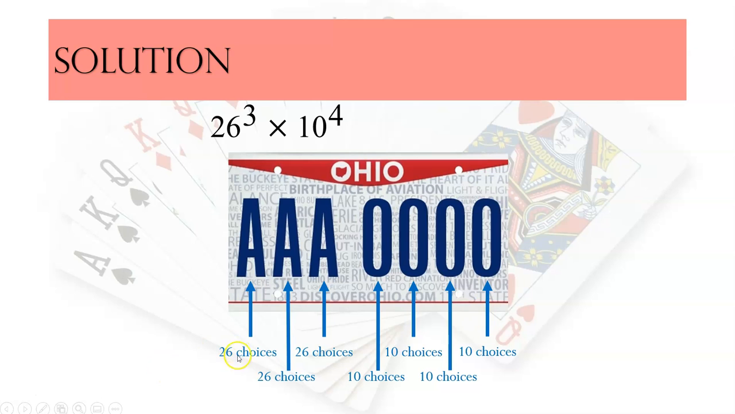So since we're multiplying 26 3 times, we just went 26 to the third, times 10 choices, we're doing that 4 times, that's 10 to the fourth, for a final total of 175,760,000 different license plates.